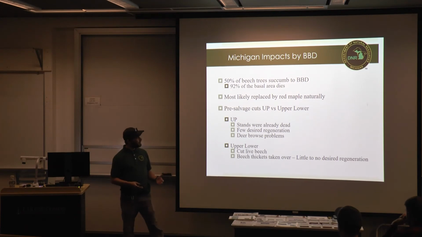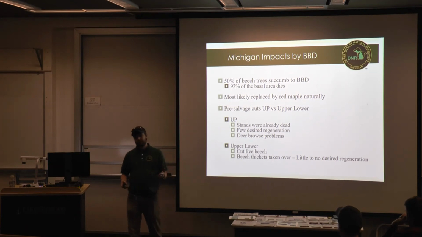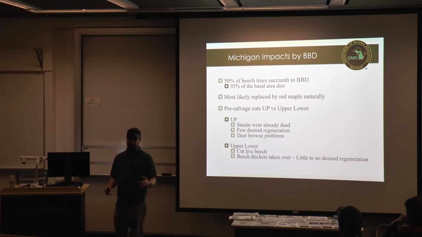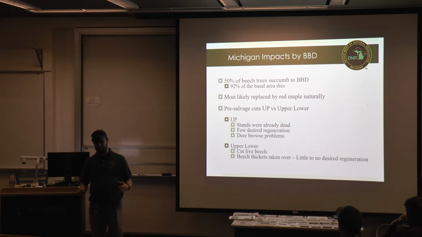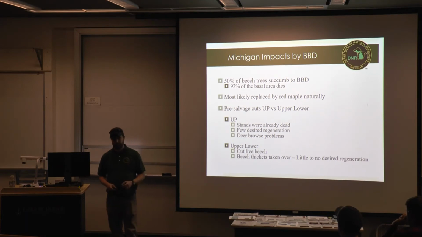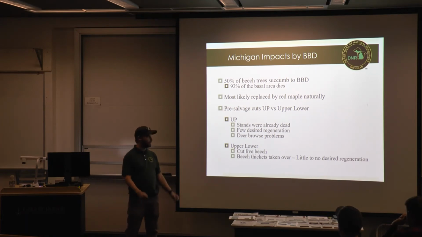The problem with the UP is we have too many deer, and the deer are pretty much eating all of our seedlings, and we're not even getting desirables in those stands. We're getting more rose and buckthorn invasives, vigor in those areas.